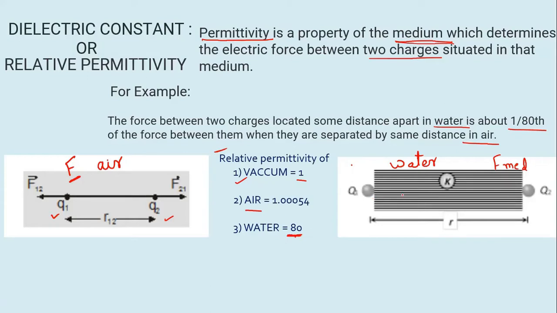That means these two charges will interact with a much lesser magnitude in a medium, whereas in air they interact with the greatest magnitude. That is what the concept of relative permittivity is all about.